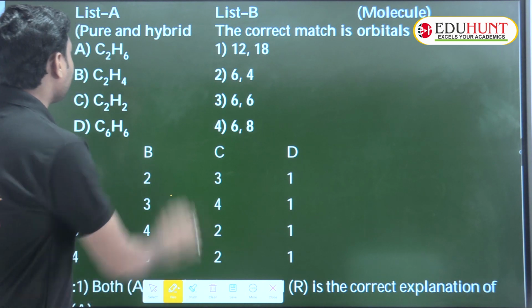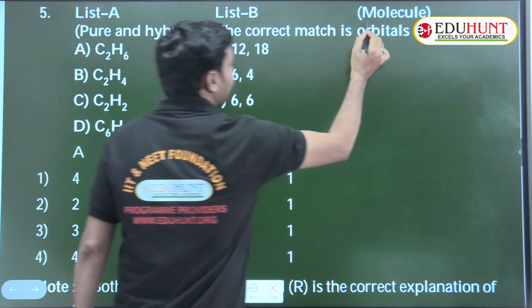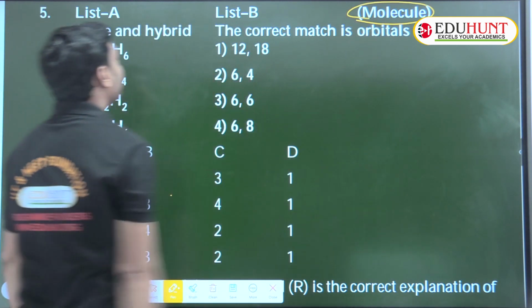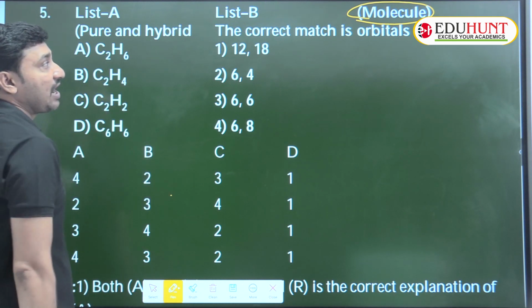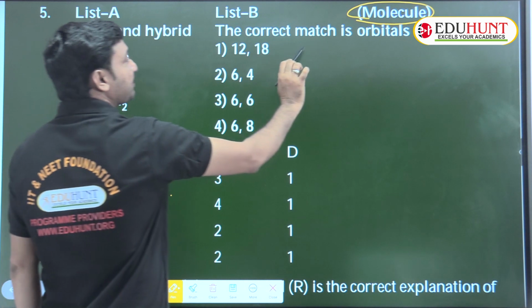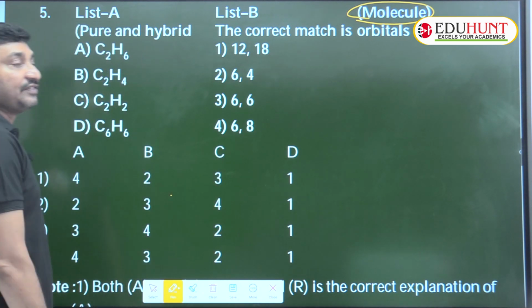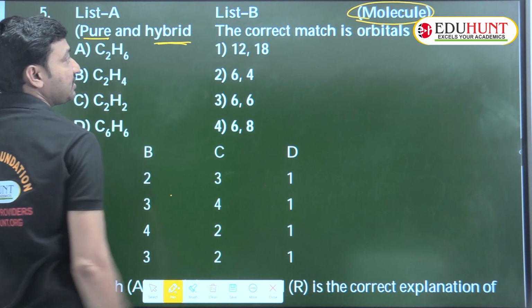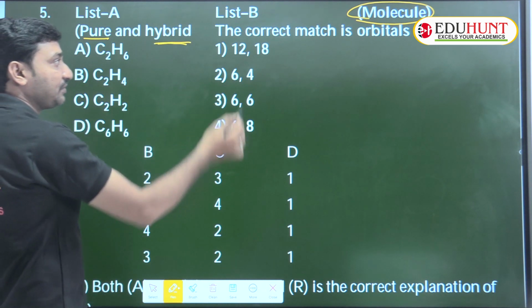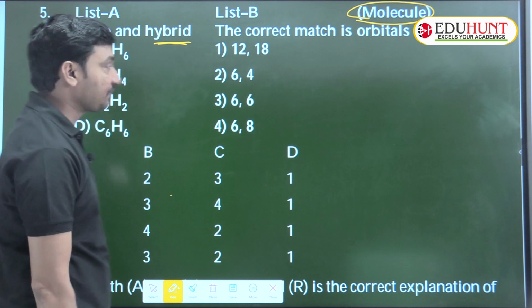Next question. List A has molecules given, and list B has pure and hybrid orbitals. The correct match is the orbitals involved: the number of pure orbitals and the number of hybrid orbitals in the given molecule. Now we have to identify which one is the correct match, right?